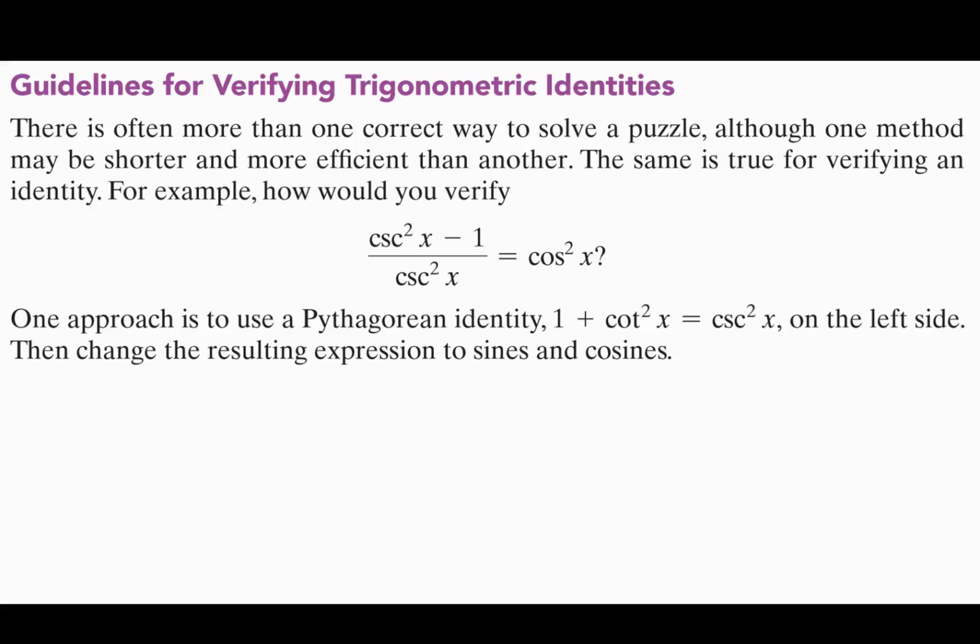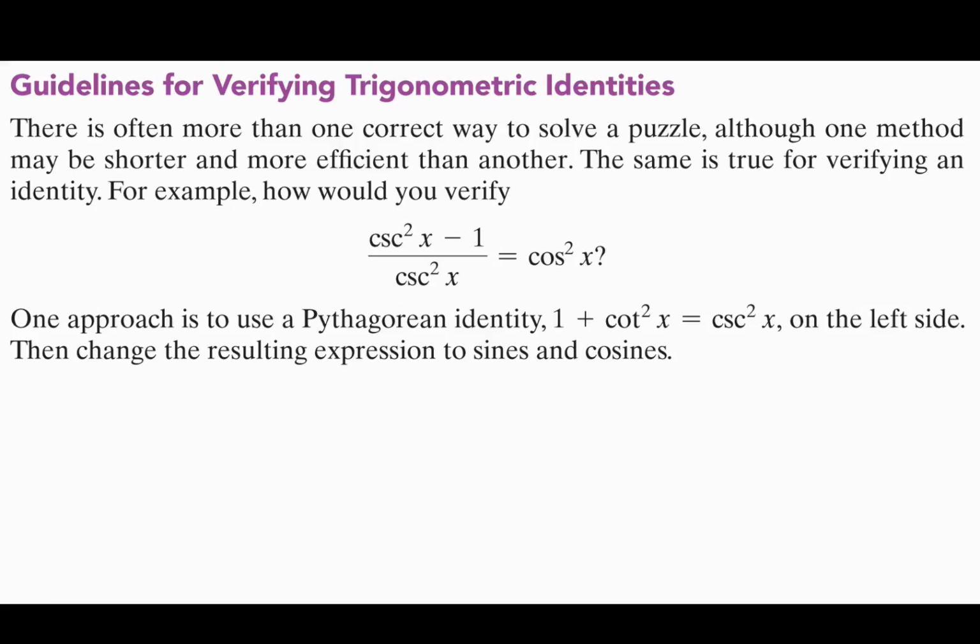Okay, so let's take a quick look here at a few different methods to verify this identity. So there's more than one correct way to solve a puzzle, right? That's what I said at the beginning. So one method may be shorter and more efficient than another. As long as you get to the answer, it's okay. Try to get to the point where you can be more familiar with these types of problems, and you can see the most efficient way to verify each identity.